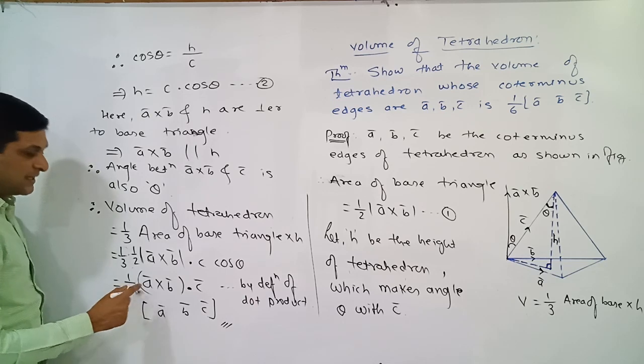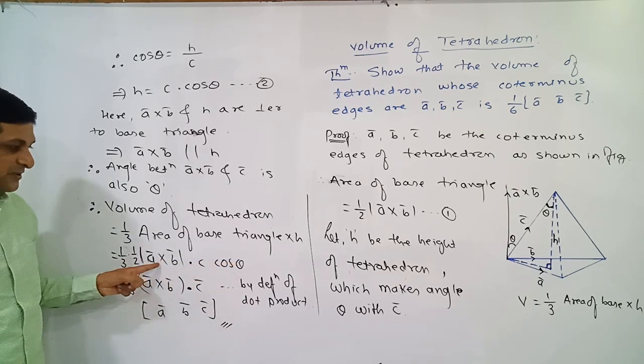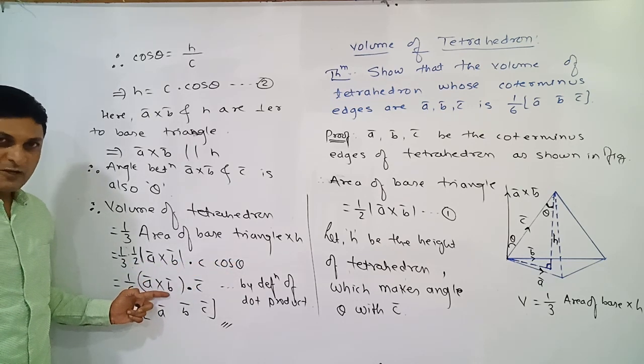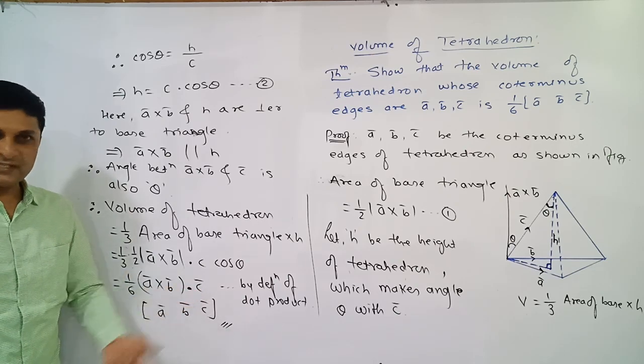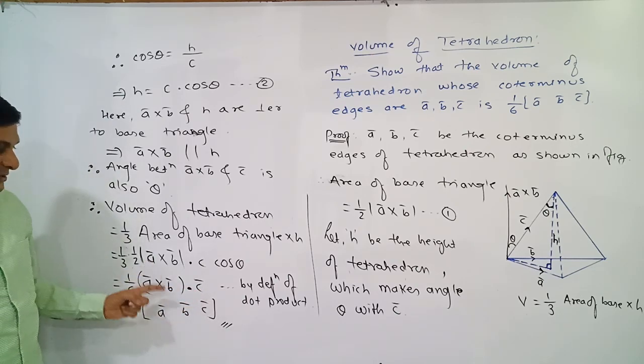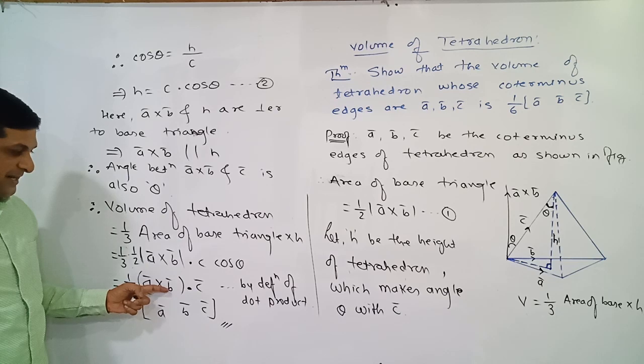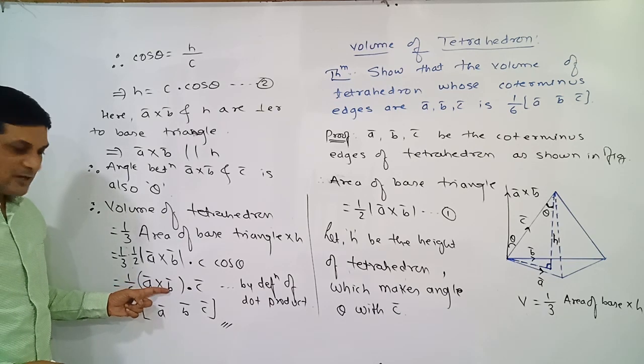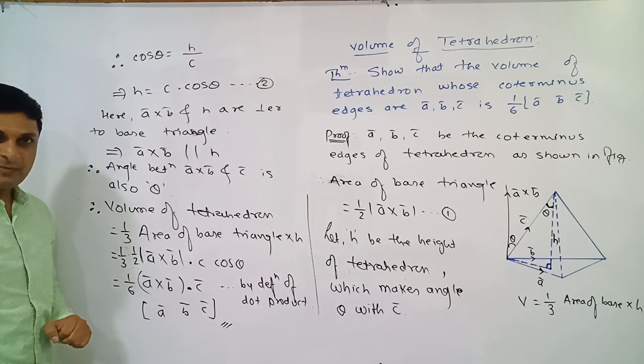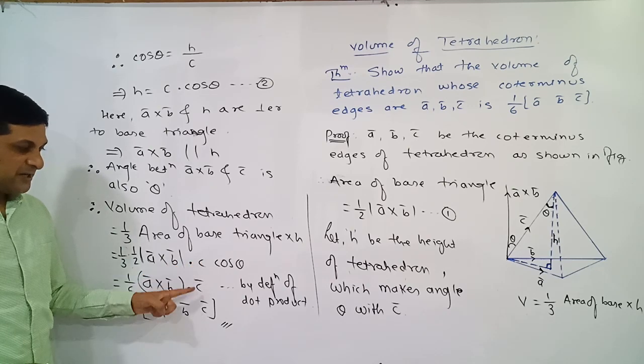Now here 1 by 2 into 1 by 3 will be equal to what? 1 by 6. Now this third term is nothing but the dot product of what? A bar cross B bar and C bar. Already we have discussed it in the last proof also. So here the magnitude of the first vector is A bar cross B bar. Here the magnitude of A bar cross B bar is there.